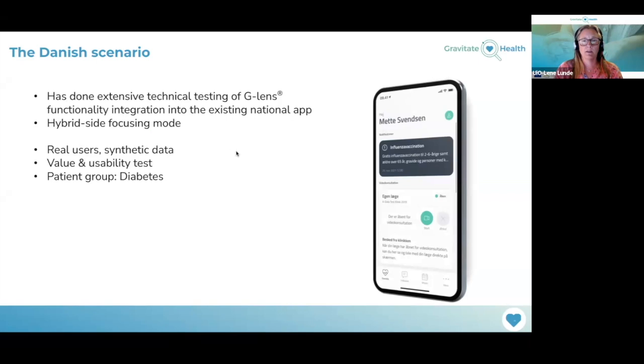And in the Danish scenario, they have done extensive technical testing using a hybrid side focusing mode. And this has ensured that the data are stored locally with only necessary information processed externally and complying with the national legal and privacy regulation, because that's important when you are trying to integrate anything in different countries. You have to be aware of the legal and privacy regulation in that country. But they have not only done technical testing, they have also done testing with real users and synthetic data to evaluate the functionality's value and usability. Specifically for the Danish scenario, they were testing with the diabetes patients. So this allowed us to get a view on how this patient group found the GeneLens functionality and also integrated within an app they already knew from before. Next, please.